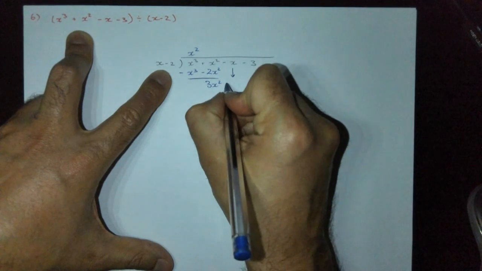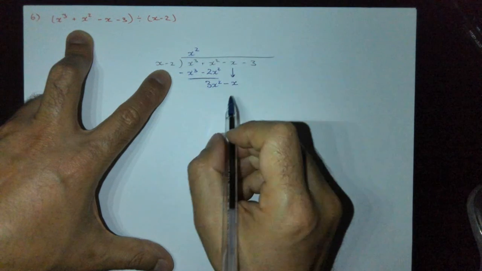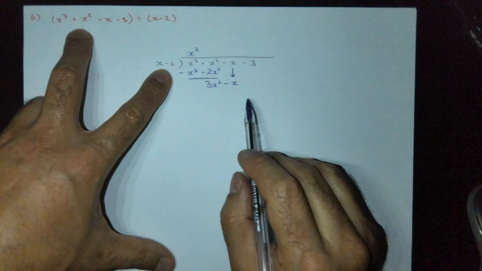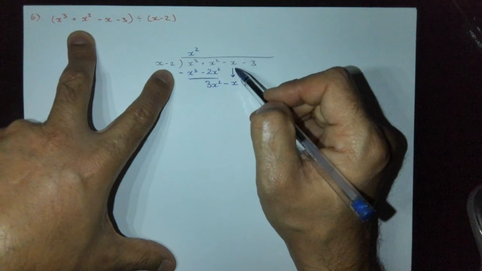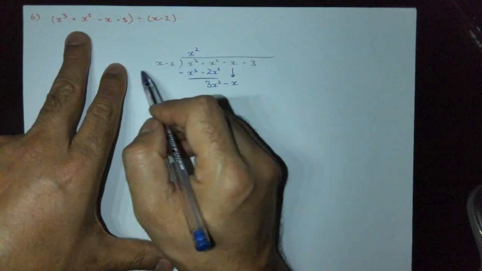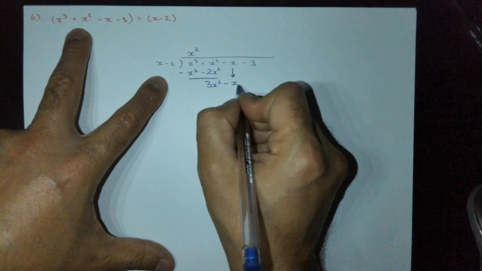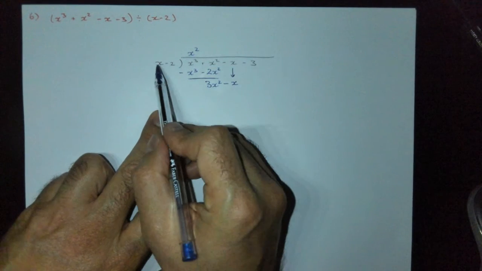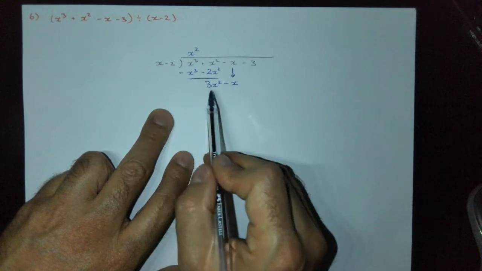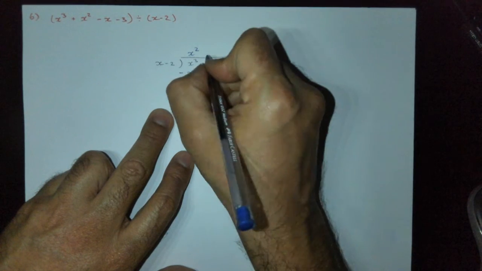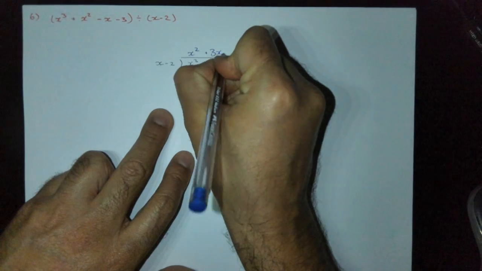And I bring this down. Technically, I bring all of it down, but just to make it neat, I'm just going to bring the one term. If I had 5 terms here, then I'd bring all the next 5 terms. But at the moment, I just need these 2. All right. I ask myself, how many times does this x go into 3x squared? Well, that is 3x times.